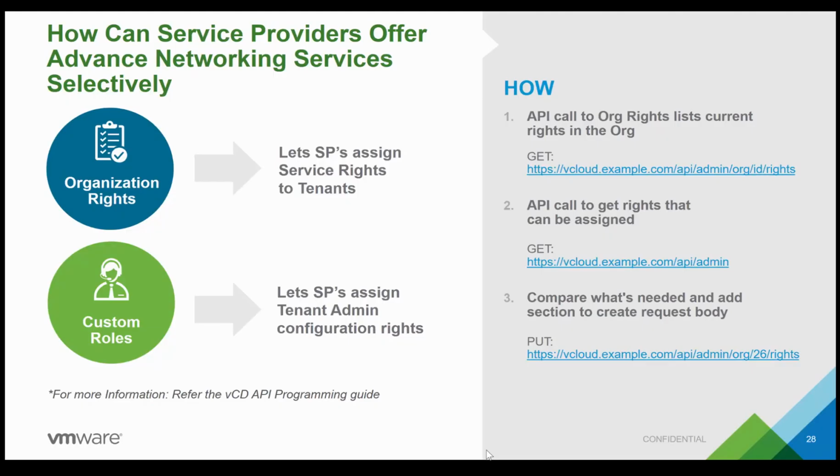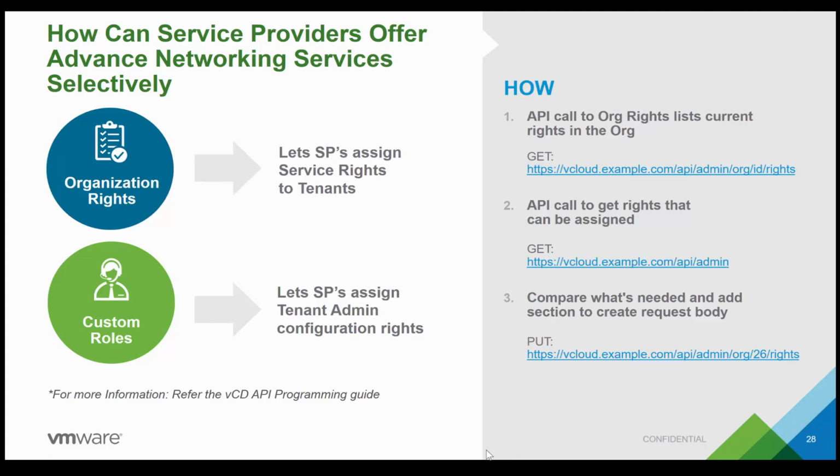To make sure the organization rights are there, retrieve the current rights on that specific organization via an API call. See what rights you want to enable. For example, if you want to enable microsegmentation, make sure that the rights to that API call are present. Create the new call and put it back to that organization. That way, the organization will have rights to configure microsegmentation or whatever services you wish the organization to have.